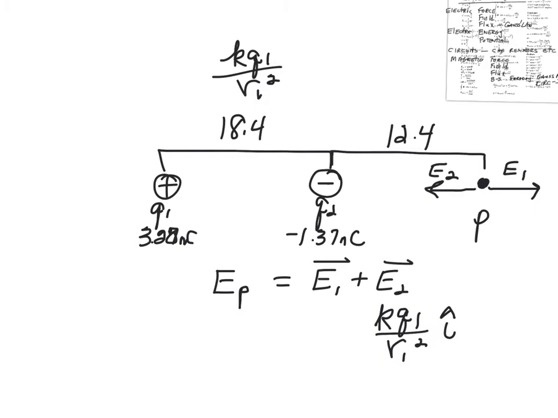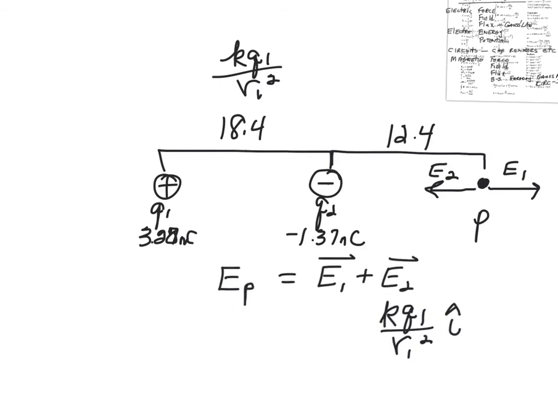Whoops. This should go over here. Let me see if I can move that. No. Anyway, I'm getting too excited. So this is E1. Goes here. And E2 is what? It's K Q2 over R2 squared. And what direction is it in? It's in the negative i hat direction.